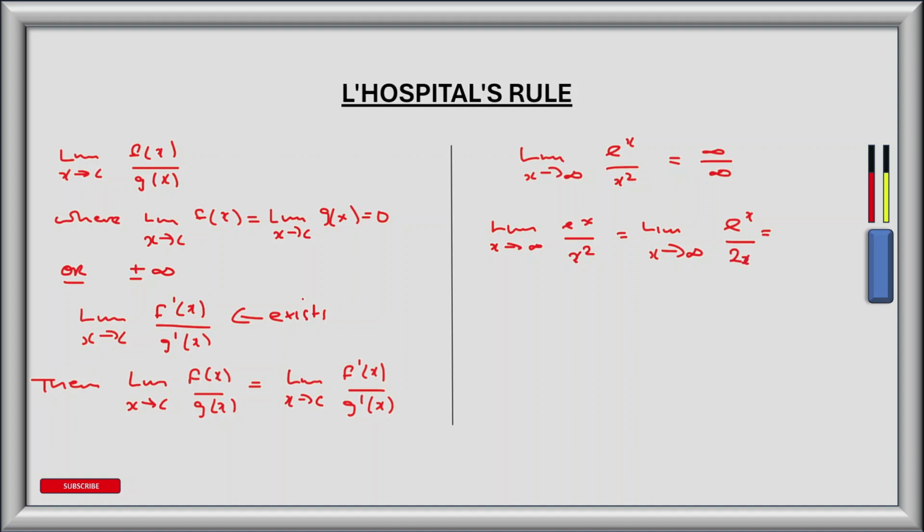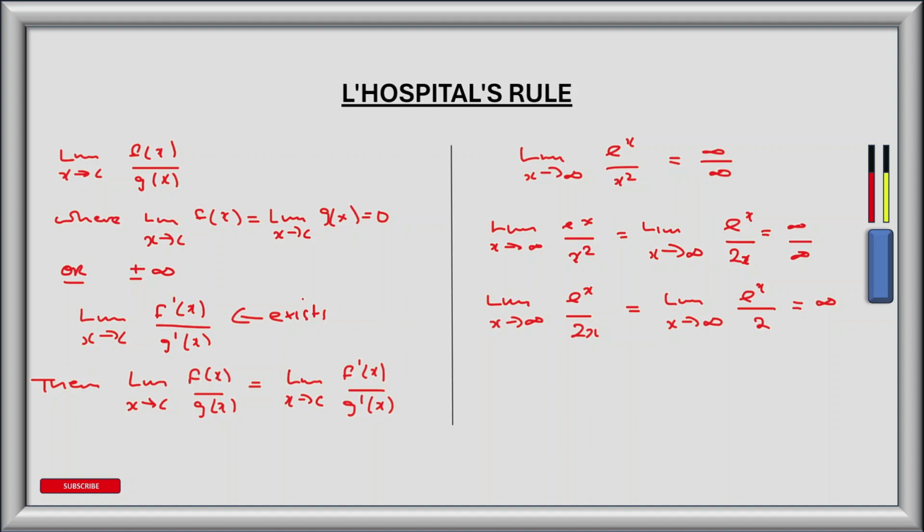So again, as x tends towards infinity, we have a case of infinity divided by infinity, which is indeterminate. So we can apply L'Hopital's rule yet again. We can say the limit x tends towards infinity of e to the x, this time divided by 2x, is equal to the limit x tends towards infinity. The derivative of e to the x is e to the x divided by the derivative of 2x is 2. So as we can see now, as x tends towards infinity, this evaluates to infinity. So as you can see, we can apply L'Hopital's rule multiple times to evaluate our limit.